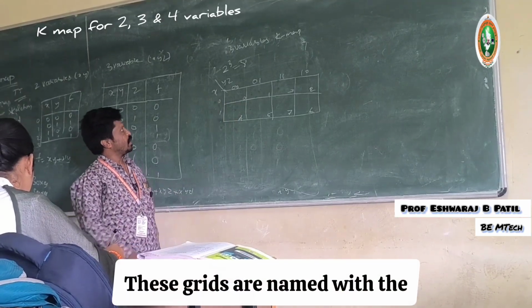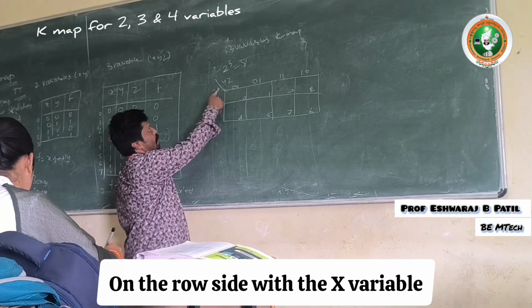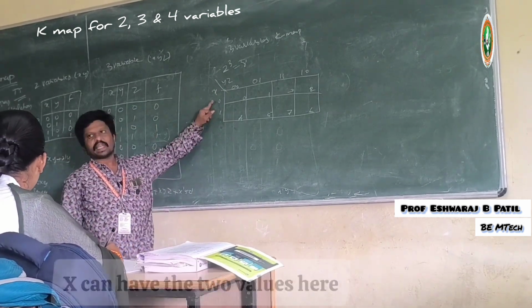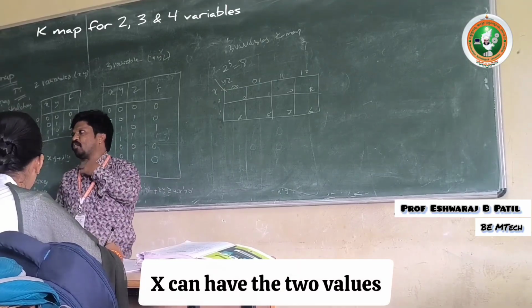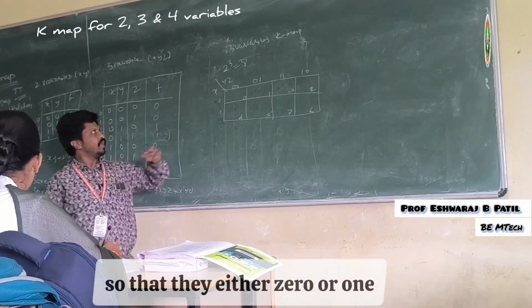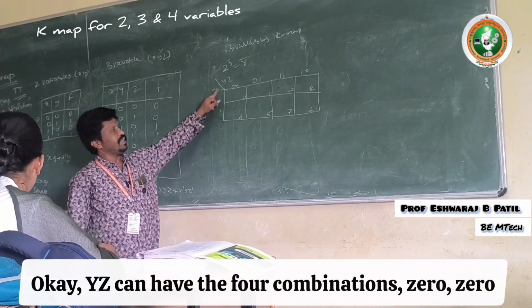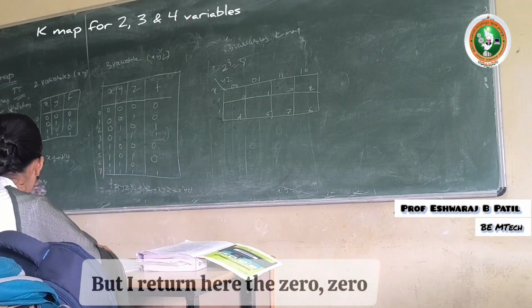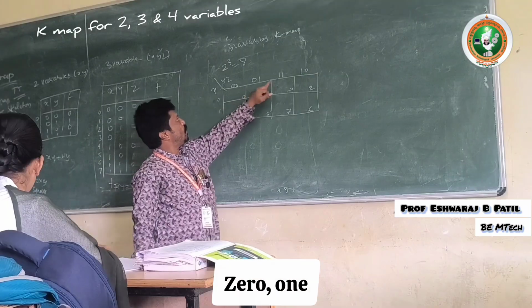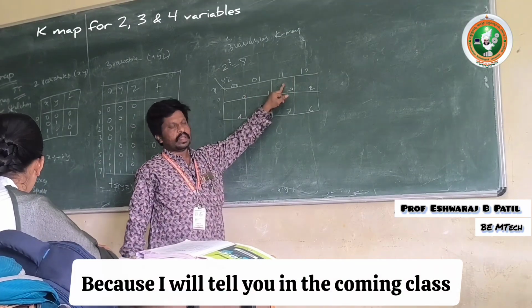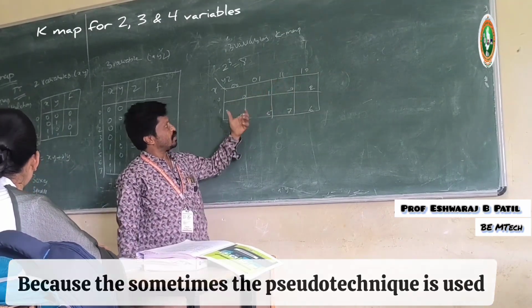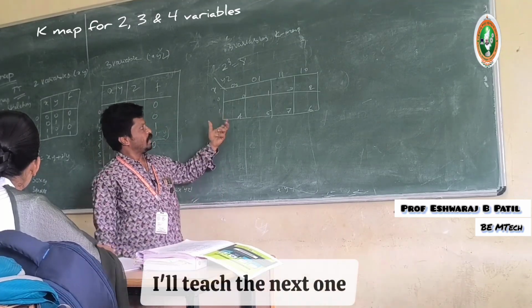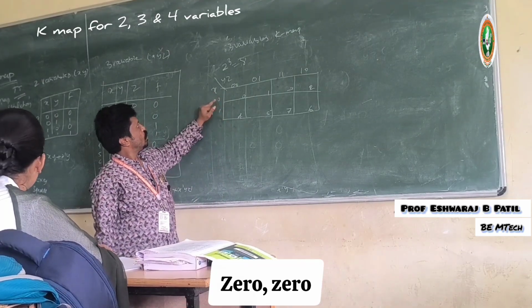These grids are named with the x variable on the row side and y z on the column side. X can have two values, either 0 or 1. yz can have four combinations: 0 0, 0 1, 1 0, 1 1. But I have written 0 0, 0 1, 1 1, 1 0, because I will tell you in the coming class why I need it, since the pseudo technique will be used. I will teach that next. You remember this one.